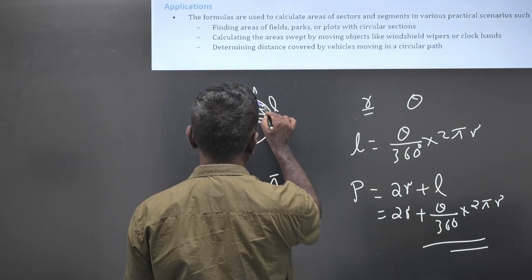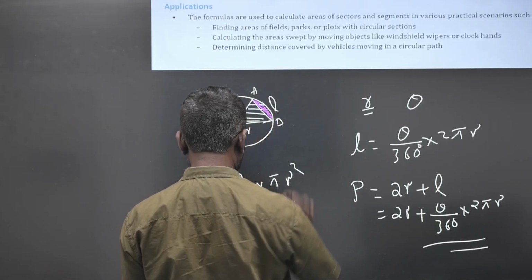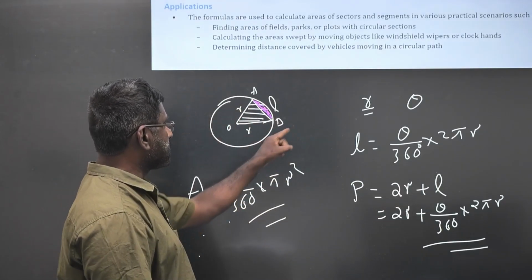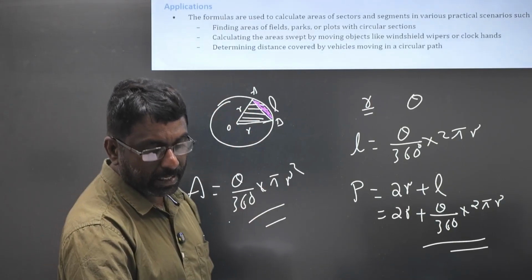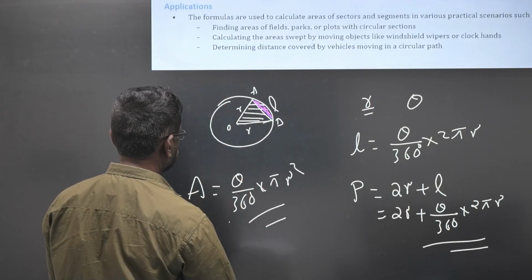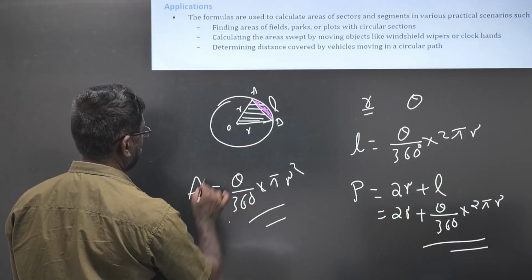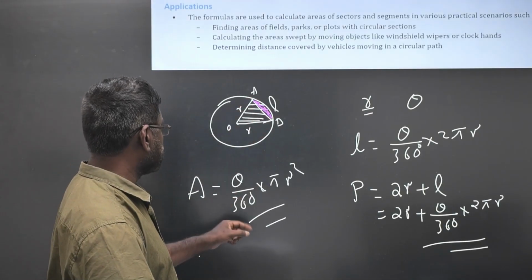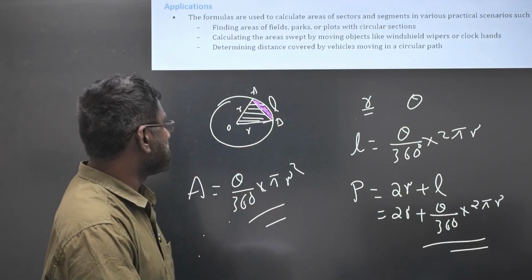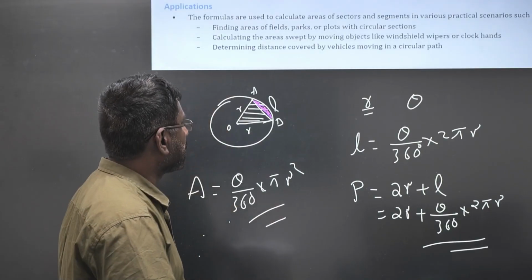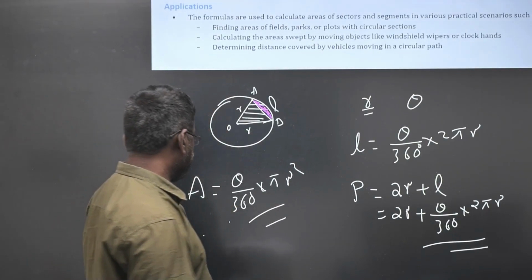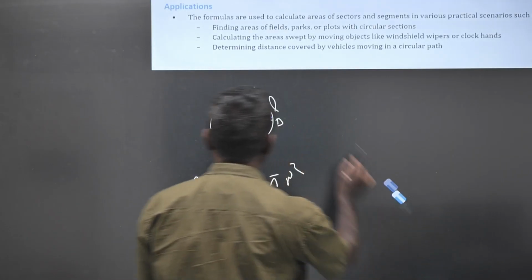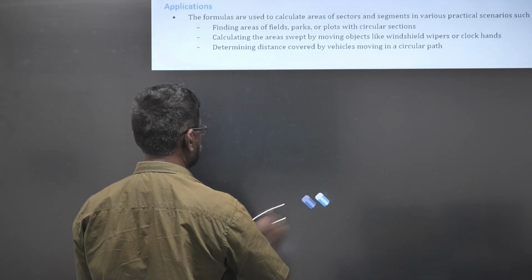This portion is the segment of a circle. Area of this portion is area of this sector minus area of this triangle, that is area of segment. This segment, this pink shaded portion, is the area of the sector, that we already have, minus area of this triangle. These are the important formulas we discussed, and now we are going to do some questions from this chapter.